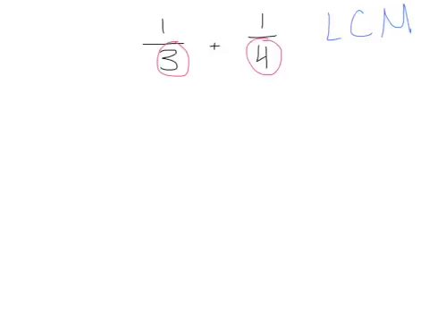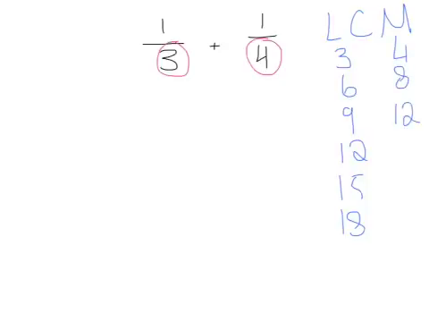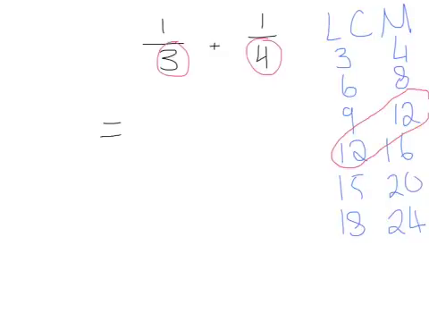So if we think about the 3 times table, you have 3, 6, 9, 12, 15, 18, and so on. In the 4 times table, we have 4, 8, 12, 16, 20, 24, and so on. If we look, we see that 12 is the first multiple that appears in both of these times tables. So we alter our fractions so that they become over 12.